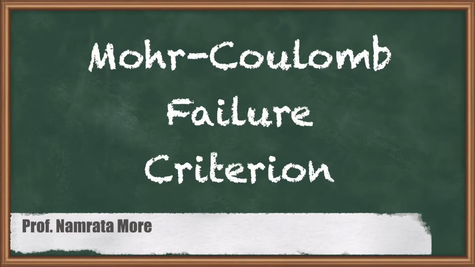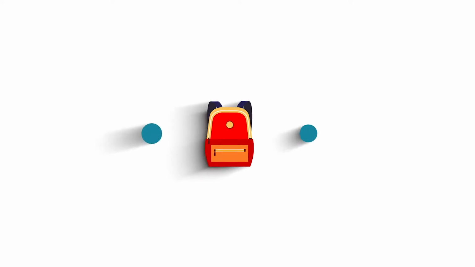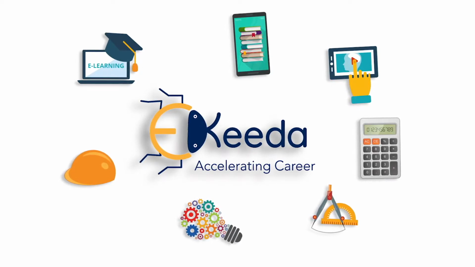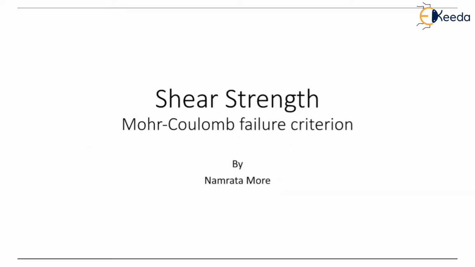Hello everyone. In this video we are going to discuss the Mohr-Coulomb failure criterion from the chapter shear strength. So in the previous video we discussed that shear failure in soil occurs due to a critical combination of principal stresses, that is, a critical combination of major principal stress and minor principal stress. And for one soil, there are multiple combinations for which shear failure takes place.